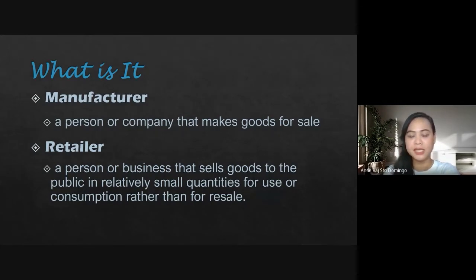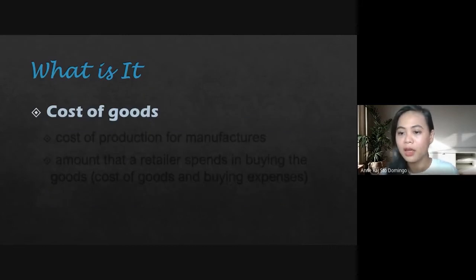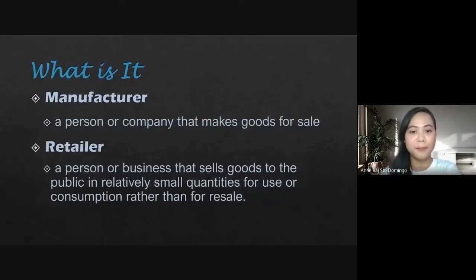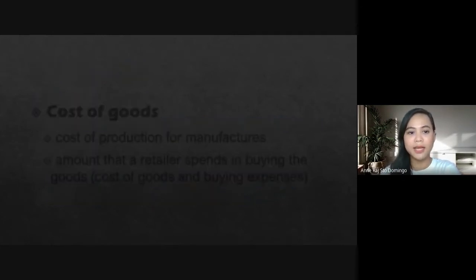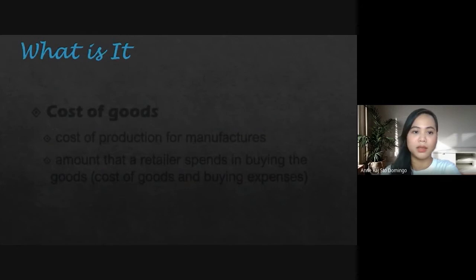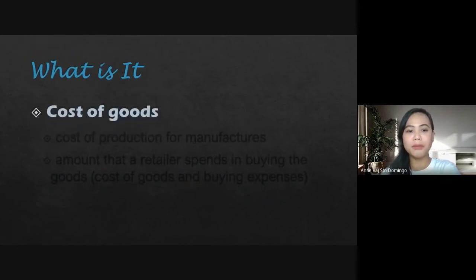So, these retailers are for reselling. Familiar naman kayo sa mga resellers. Thank you, Lawrence, for answering. Pero tawag talaga din sa kanila ay retailer. Now, let's define what do we mean by cost of goods? So, anyone? Ano sa tingin nyo ang cost of goods?